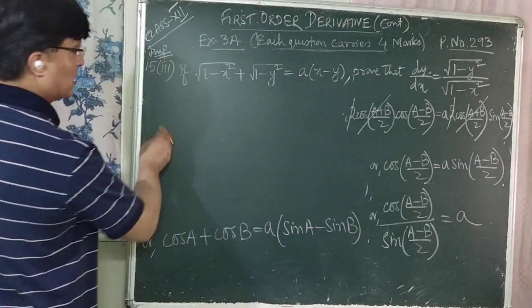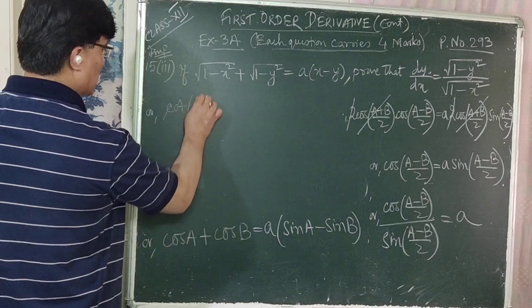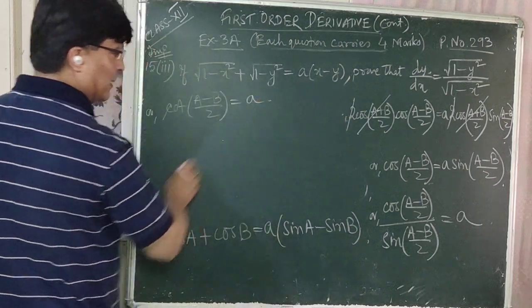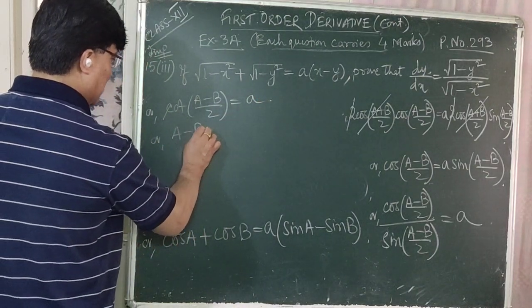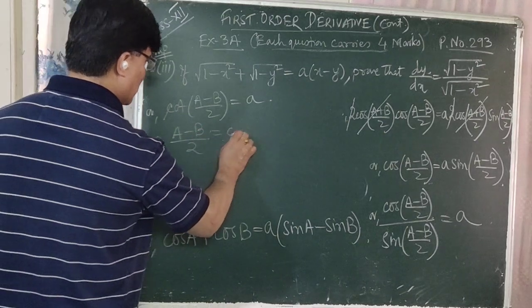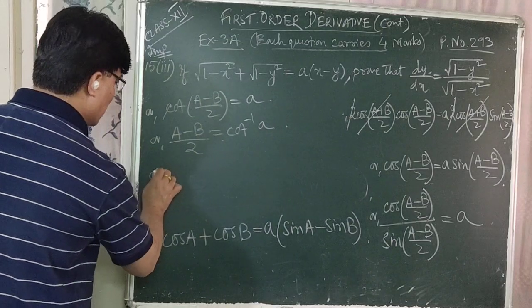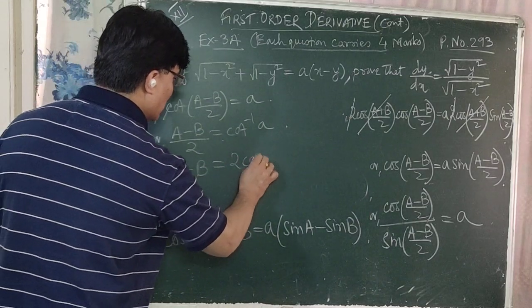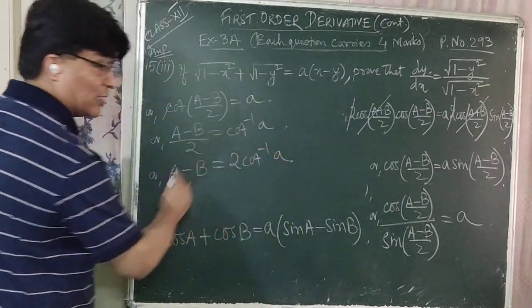So now in the next step, what is cos by sine? It is cot of A minus B by 2 is equal to A, right? Cot take to the right hand side. A minus B by 2 is equal to cot inverse A. Now let us do cross multiplication. A minus B is equal to 2 cot inverse A. So this 2 cot inverse A is a constant term, right?